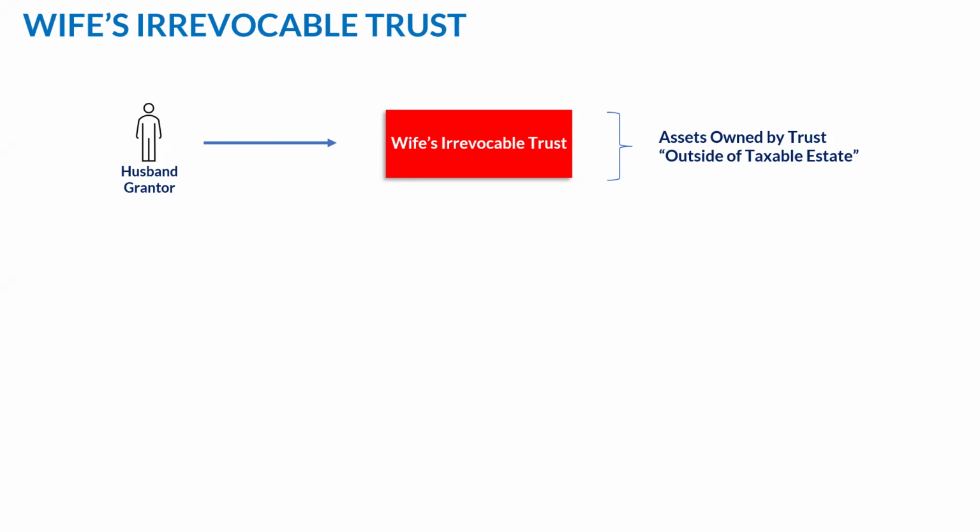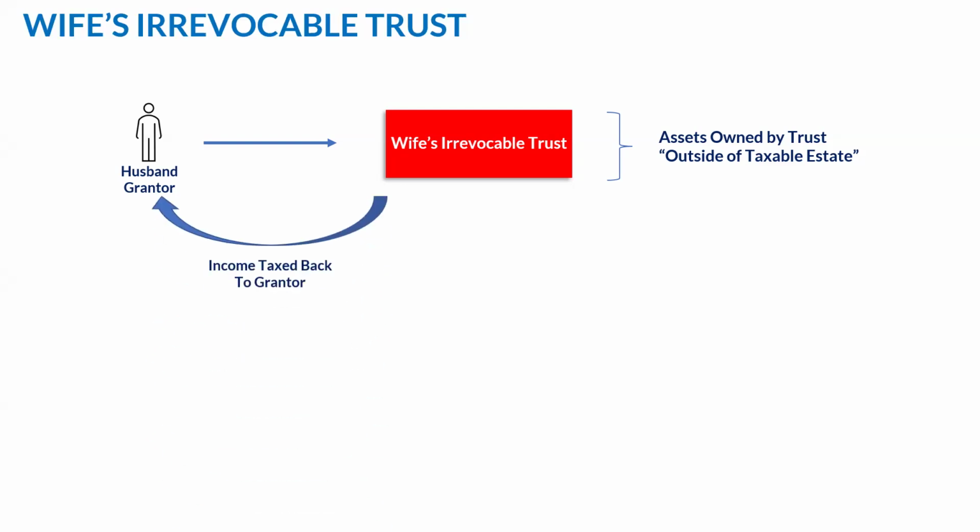That life insurance policy is going to be on the husband's life. He's going to move that into the trust. He is going to give up all control of that policy so he doesn't have incidents of ownership that will bring that policy back into his taxable estate for estate tax purposes or subject to creditors in any creditor situation.